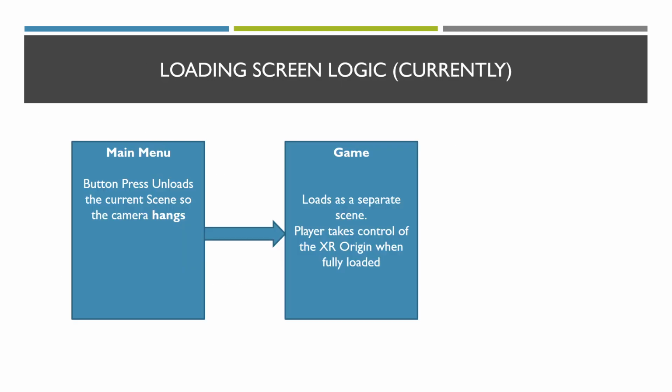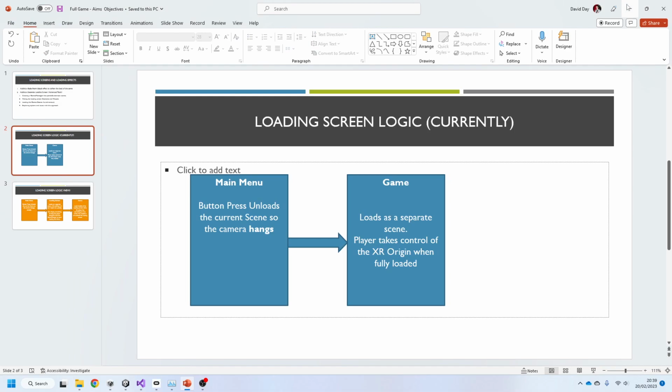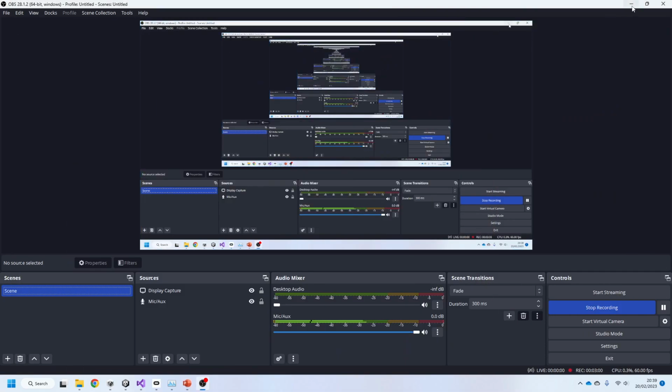So let's talk about loading screens, and then we're going to do our fade and then a more complex loading screen. So what we're currently doing with the loading screen is we have a main menu. We press a button, which immediately unloads the current scene, which means there's no camera drawing anything. And then it starts loading the game or whatever the additional scene is. It's a completely separate thing. And once it's finished loading, you've got control over it and it works. So let's just see that working so you can see what I'm talking about.